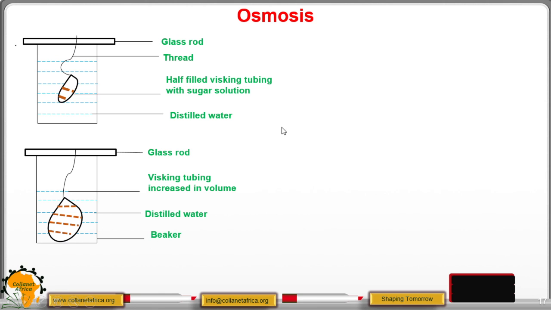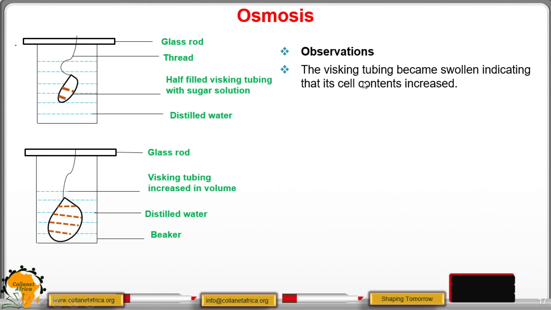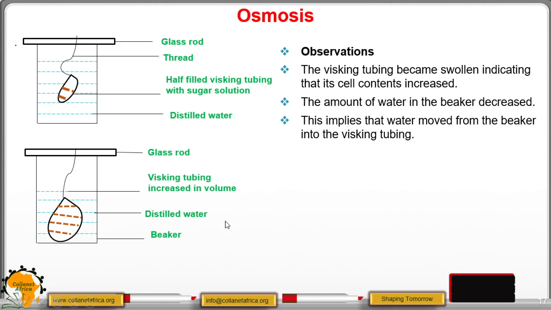You are likely to see the following: the whisking tubing became swollen, as you can see, indicating that its contents increased in volume, and the amount of water in the beaker reduced, implying that water moved from the beaker into the whisking tubing.